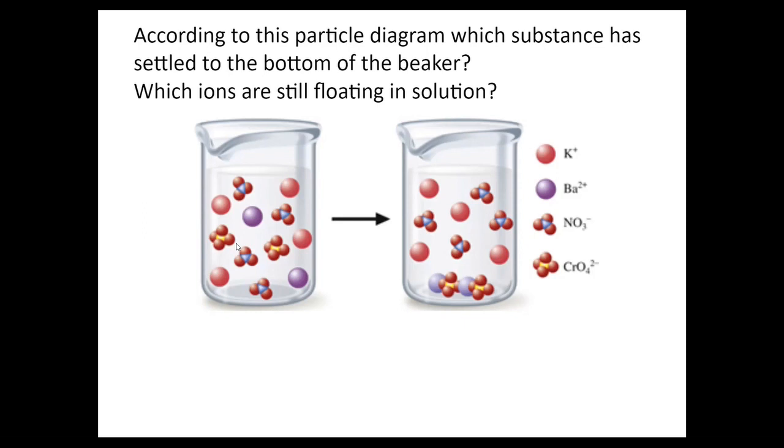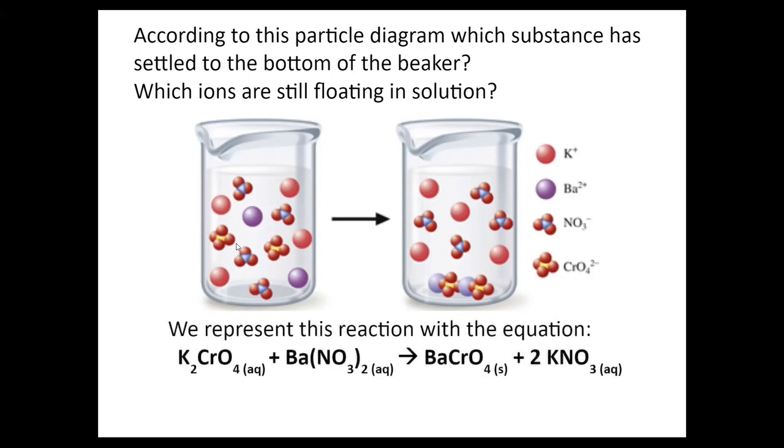Now, here's how we represent that equation. This is going to be an important part of this lesson. The way that we represent this looks like this. So K2CrO4, that's potassium chromate. That was one of the reactants. Ba(NO3)2, that's barium nitrate, another one of the reactants. Notice that there's this AQ in parentheses after this formula, kind of down low as a subscript. That stands for aqueous. And aqueous is a state of matter that means dissolved in water.